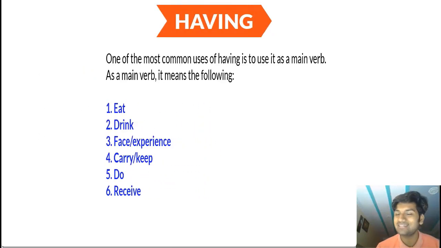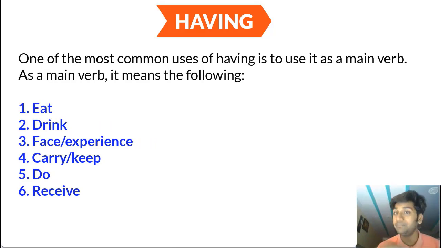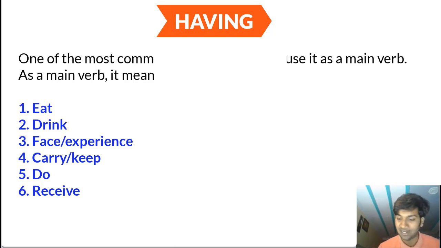Let's start with having as a main verb. As the main verb, it has multiple meanings. It can mean eat or drink or take or to face something or experience something or to carry something or to keep something or to do something, or to receive somebody. Let's understand all these usages one by one.